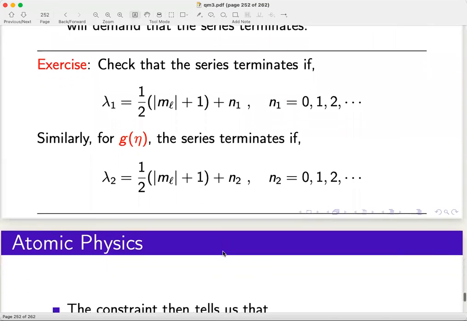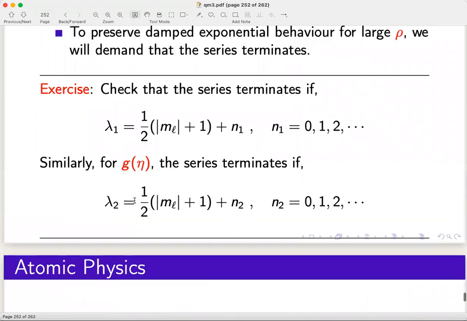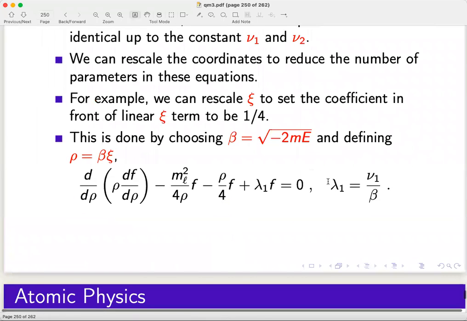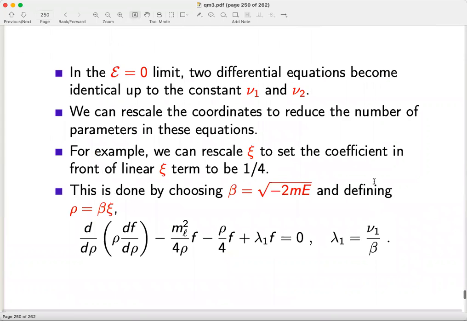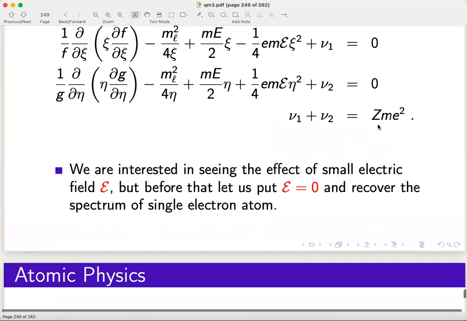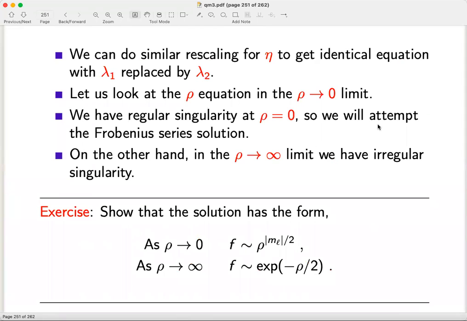Okay, so if not, then let's go ahead. Remember, lambda 1 and lambda 2 were related to nu 1 and nu 2 through beta. So beta times lambda 1 was nu 1. And nu 1 and nu 2 had to satisfy a constraint, namely nu 1 plus nu 2 is equal to Z m e squared.